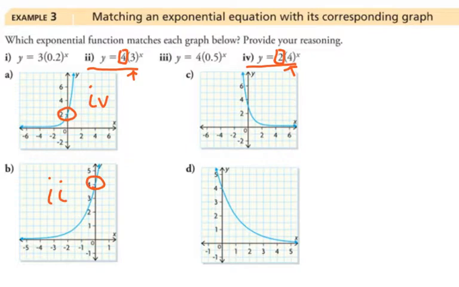The other two graphs, C and D, those are both decreasing exponential functions, which means that B must be less than 1. And we can see that both I and III do have B values of less than 1. Looking at the y-intercepts, the equation says we should have a y-intercept of 3, which we have on graph C.